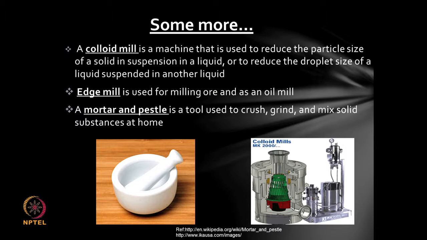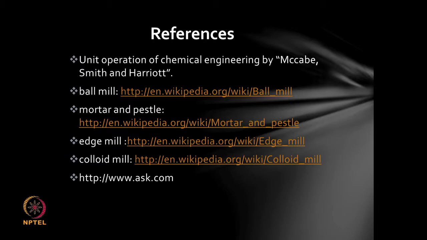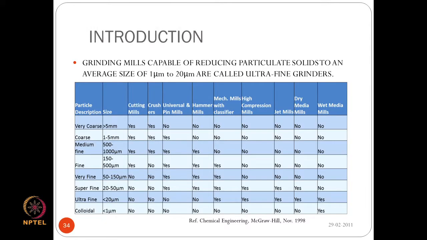Now, there are other types of mills. The colloid mill is used to size reduce particles in a suspension or the droplet size of a liquid that is suspended in another liquid. These are mills that operate at the molecular level and can cause size reduction to happen in extremely small sizes. Then there is the edge mill, and the mortar and pestle, something you use in your kitchen. Some references. The last type of equipment is the ultrafine grinder. An ultrafine grinder can reduce size to the range of 1 micron to 20 microns.